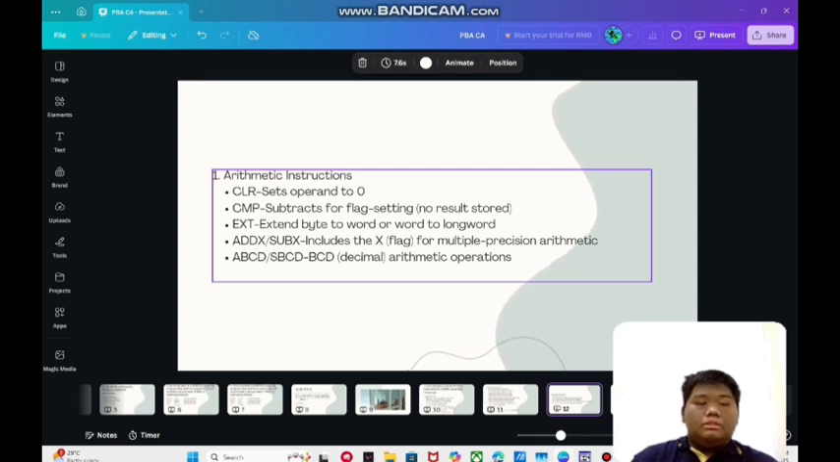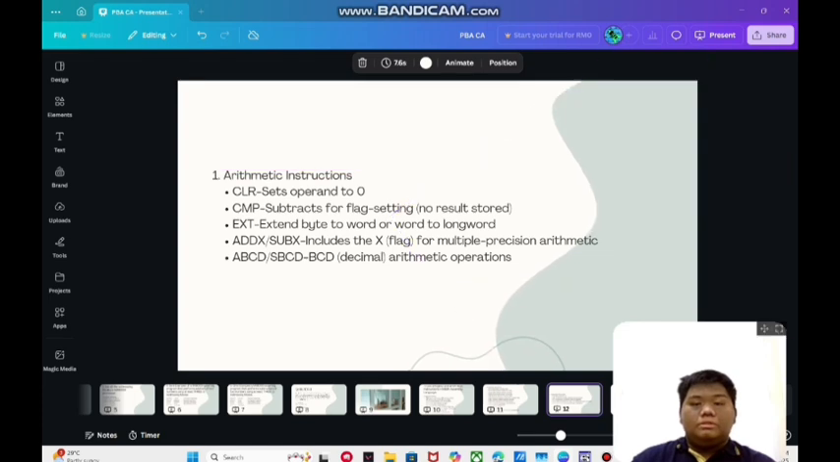EXT extends byte to word or word to long word. ADDX or SUBX include the X flag for multiple precision arithmetic. ABCD or SBCD is for BCD decimal arithmetic operations.